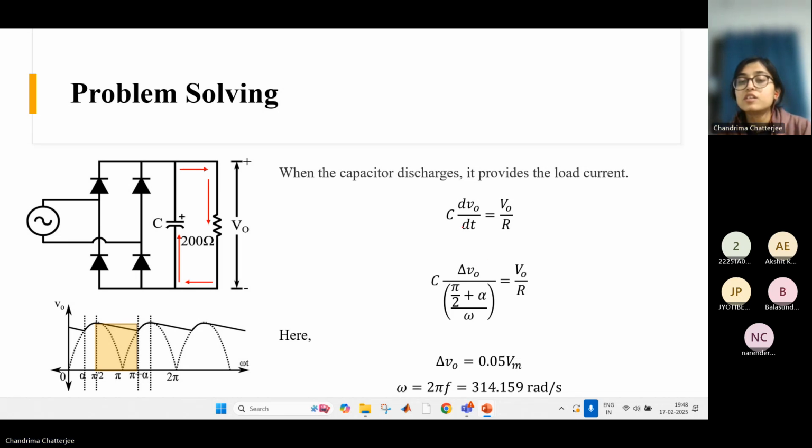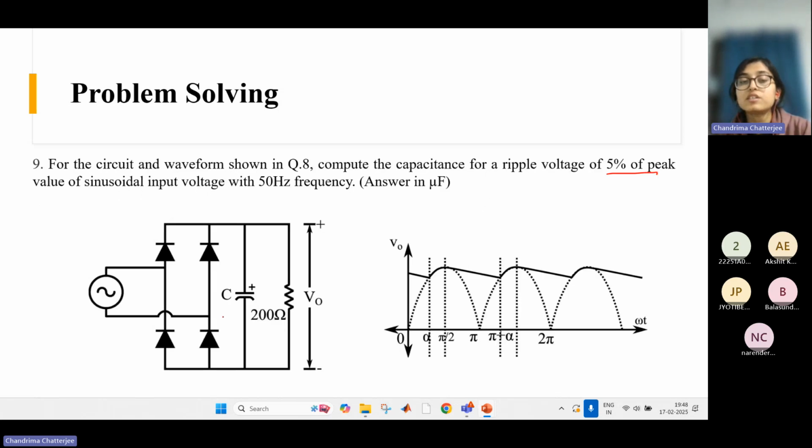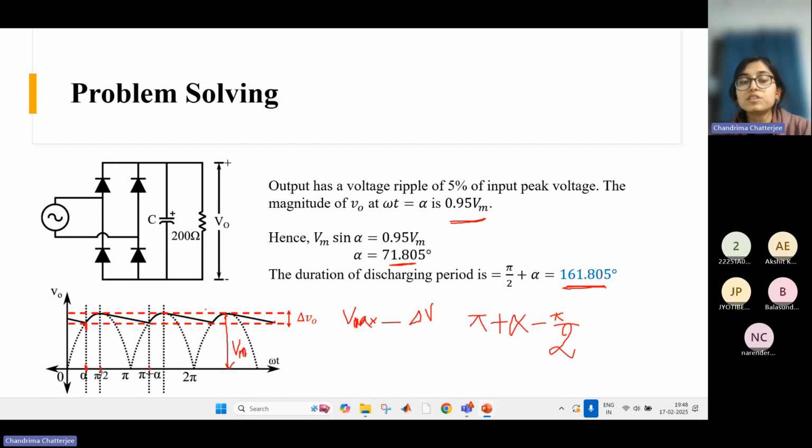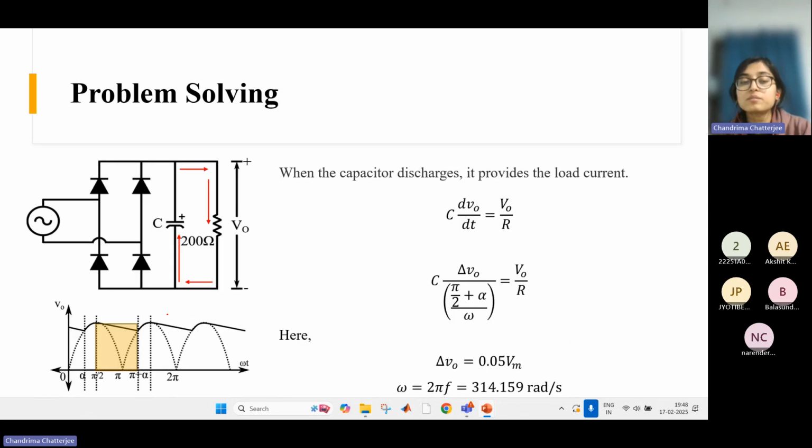Okay. So dV naught is what? The difference in voltage. That is delta V naught, our voltage ripple, right? That is the difference that I already showed, from this point to this point. That is nothing but the voltage ripple. And what is dt? The discharging period. The expression we already derived, right? Pi by 2 plus alpha. But this is an angle. We need to convert it to time, right? Because this is dt. This is time.